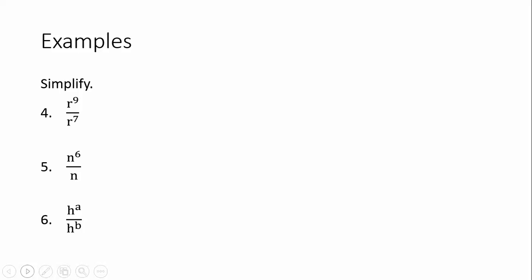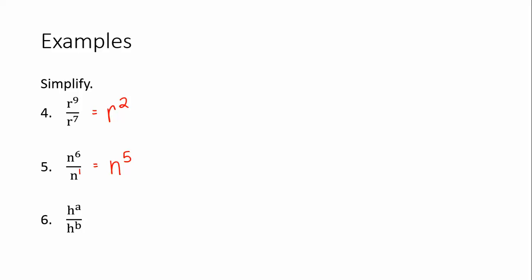Now let's look at some examples with variables. The rules here don't change. We're still dividing like bases, so we're going to subtract exponents. On number 4, we get r to the 2nd power, 9 minus 7. Number 5, remember you want to be careful. The exponent on the bottom is a 1 even though it's not written. So we're subtracting 6 minus 1, getting n to the 5th.